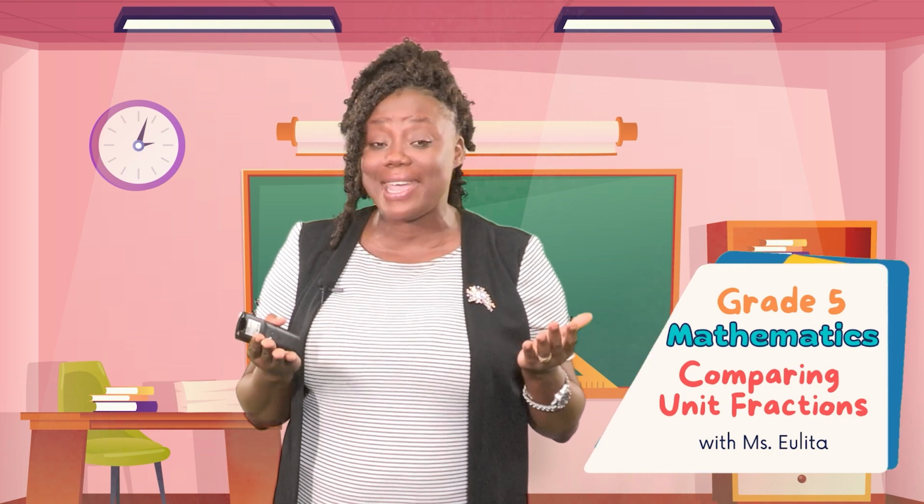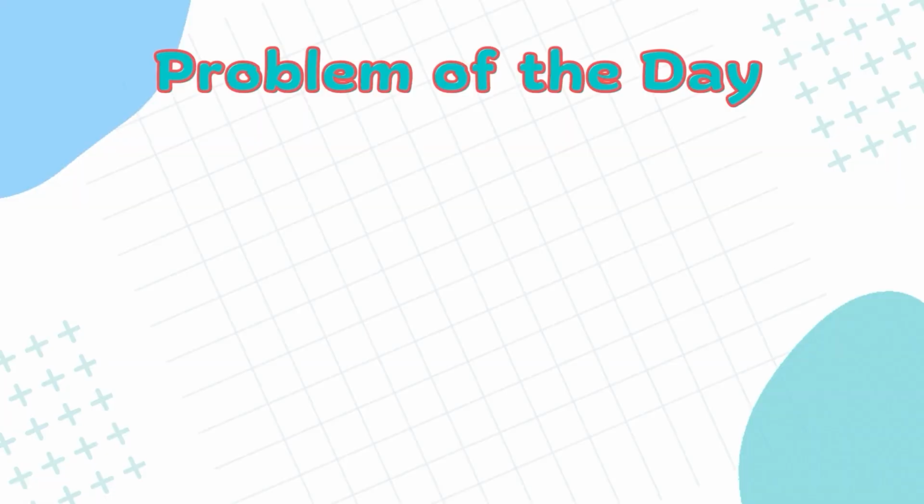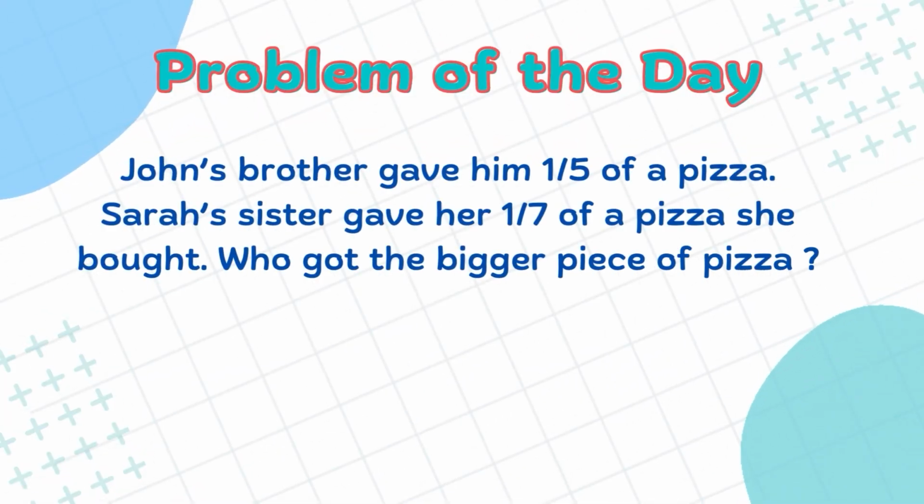Today's problem is John's brother gave him 1/5 of a pizza. Sarah's sister gave her 1/7 of a pizza she bought. Who got the bigger piece of pizza? Sarah or John? Take a minute to solve that problem, boys and girls.